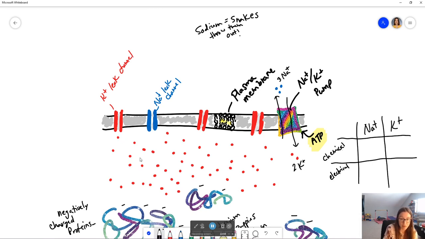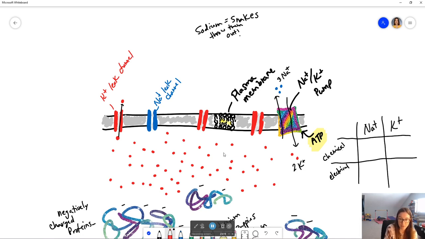Right, so potassium is going to want to escape. It's going to want to go down its concentration gradient. So some of our potassiums are going to want to go down their concentration gradient through the leak channels, and some of them will diffuse down the concentration gradient. So I want to look at potassium.